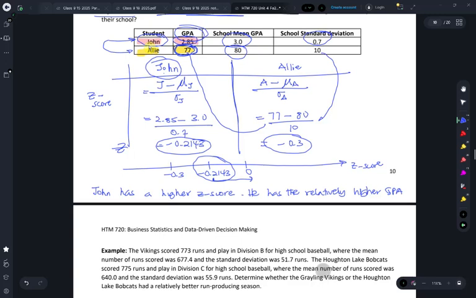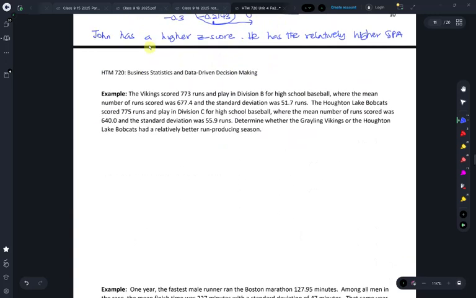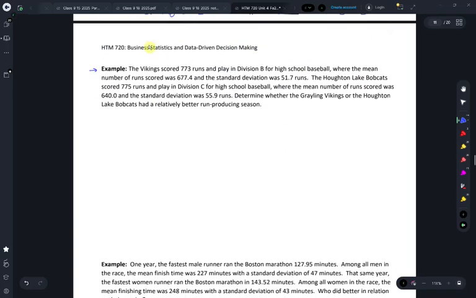All right. And we look at yet another example to illustrate that. The Vikings scored 773 runs playing Division B for high school baseball. And in that division, the mean number of runs was 677.4 and the standard deviation was 51.7 runs.